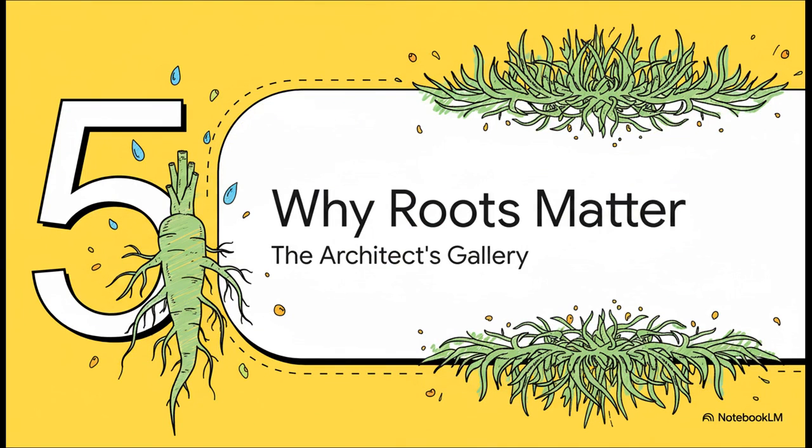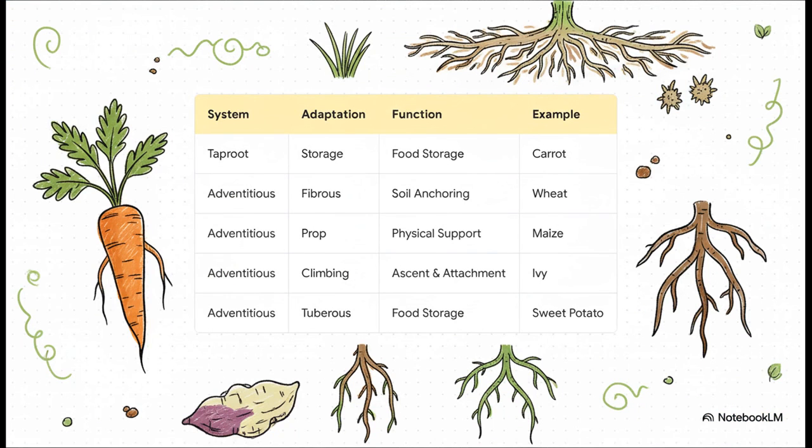So let's bring this all home. Once you understand these two blueprints and all their custom modifications, it gives you a completely new way to see the plant world around you. So here's your final takeaway, a little cheat sheet for these underground architects. Just remember the taproot system, modified for storage in something like a carrot. And then the super versatile adventitious system, which gives us everything from the soil anchoring nets of wheat to the supportive prop roots of maize, the climbing roots of ivy, and even the storage pantries of sweet potatoes.